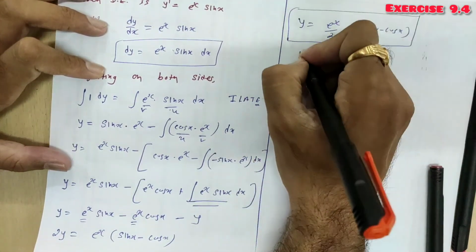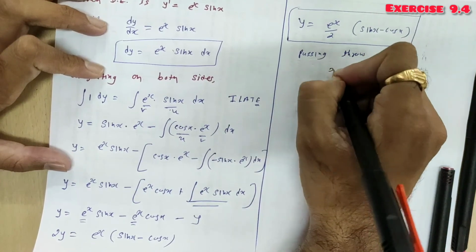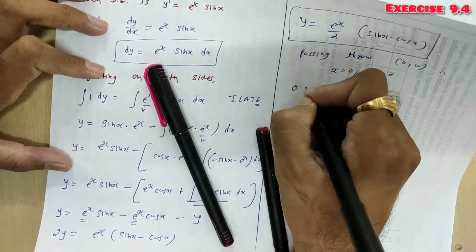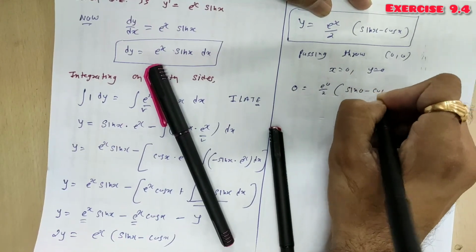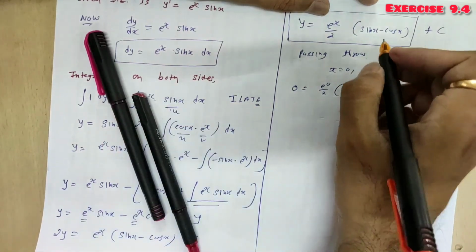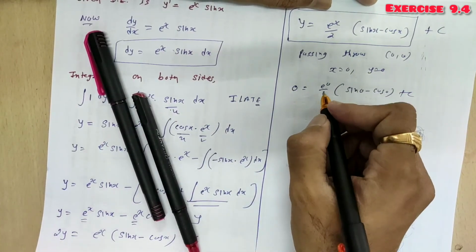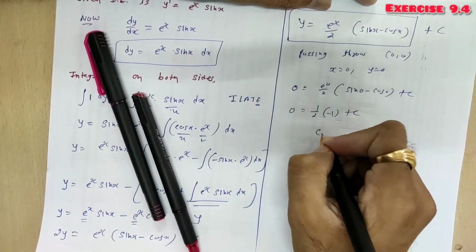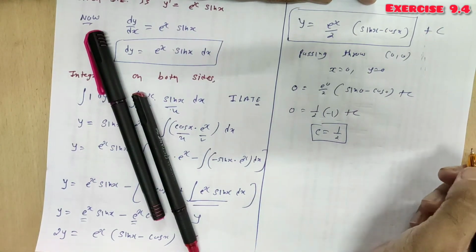The equation of the curve passes through 0, 0. So you have to take x equal to 0, y equal to 0. So 0 equal to e raised to 0 by 2 into sin 0 minus cos 0, and this one is integration, so plus c will come along. So this one is 0 into 0 minus 1 plus c. So here we can take 1 by 2, 0 equal to 1 by 2 into minus 1 plus c. So c equal to minus 1 by 2, on moving across it becomes plus 1 by 2, c equal to 1 by 2. Then put it over here.